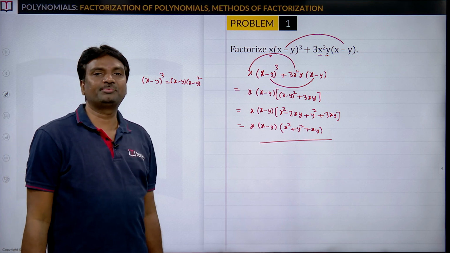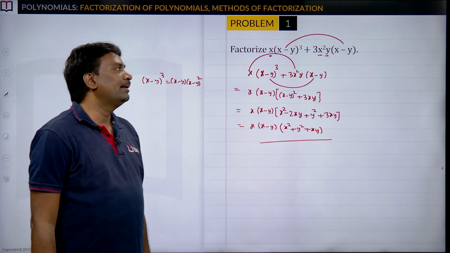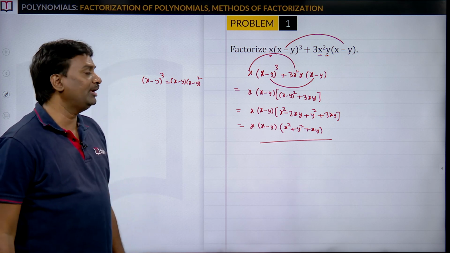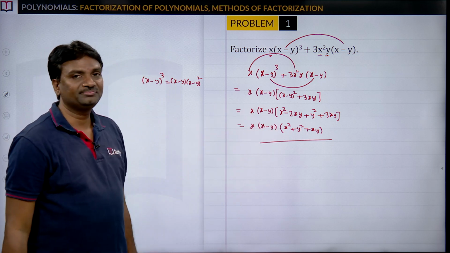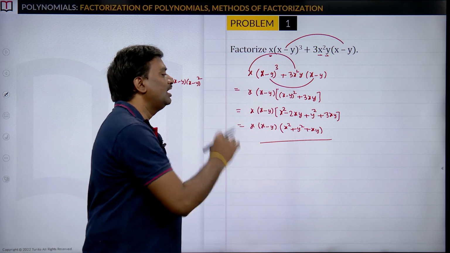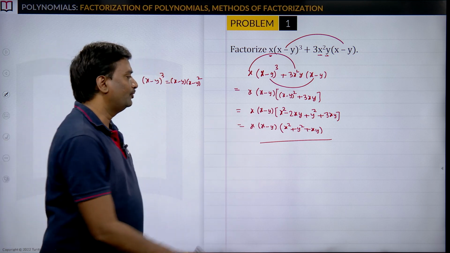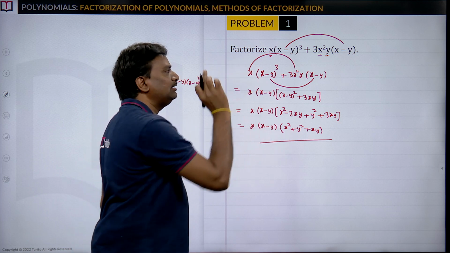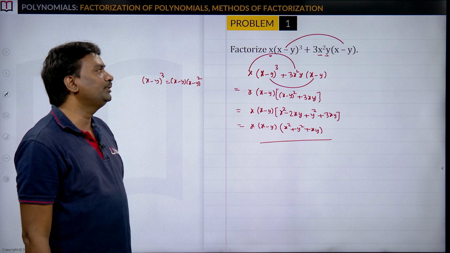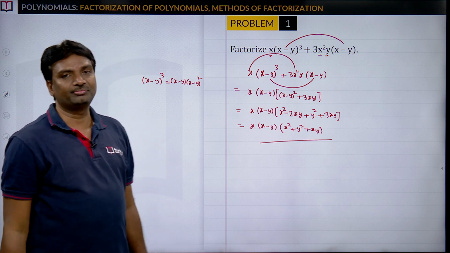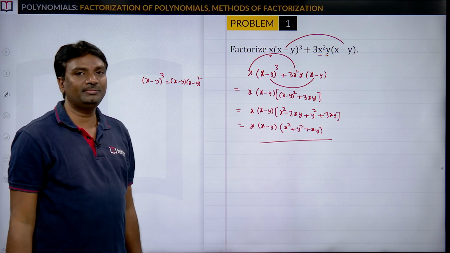Now, we have expressed the given polynomial x(x minus y) whole cube plus 3x square y(x minus y) as the product of 3 terms. First term is x, second term is x minus y, third term is x square plus y square plus xy. By multiplying these 3 terms again, you will get the given polynomial only, that is x(x minus y) whole cube plus 3x square y(x minus y). So, hope you understood. Next, I am going to the next problem.